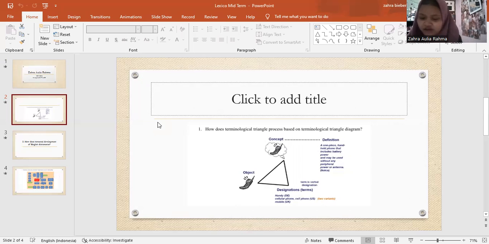The telephone above is about the concept that is before the thing or anything. And then the telephone below is about the concept that is after a thing or anything. So the triangle represents the connection between the two telephones, the concept and the object. Continue to question number 2.